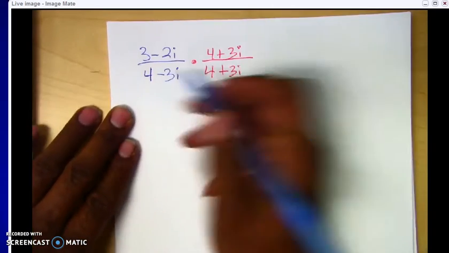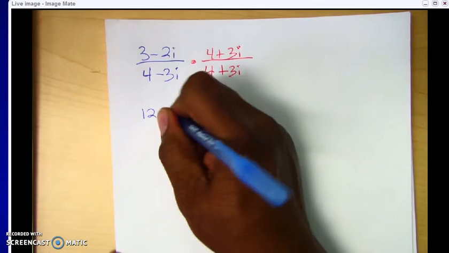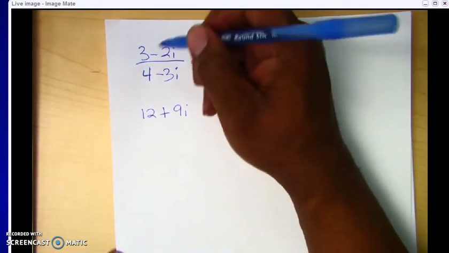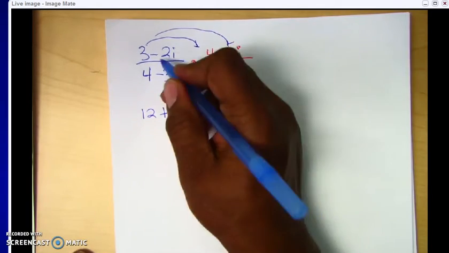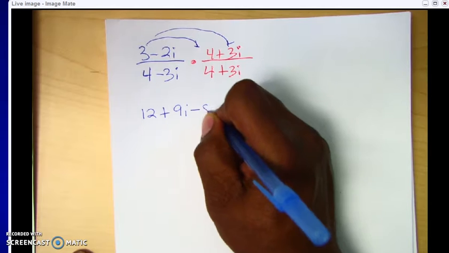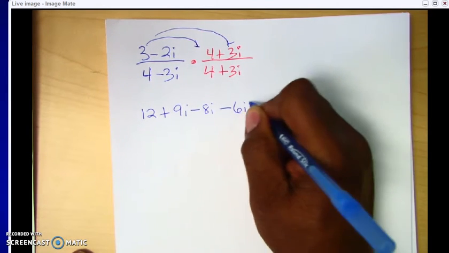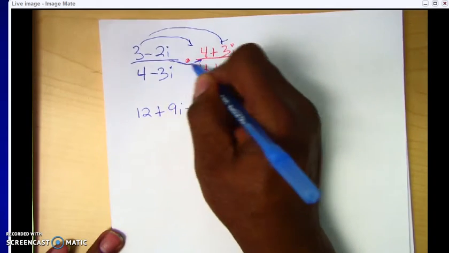So up top, 3 times 4 is 12. 3 times 3 is 9i. Right there. So I'm just FOILing. 3 times 4, 3 times 3. Then I'm going to FOIL again. I get subtract 8i. And then subtract 6i squared. You got to be careful with those last couple right there.